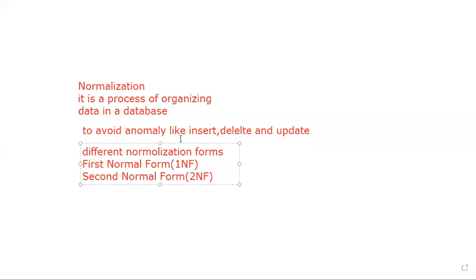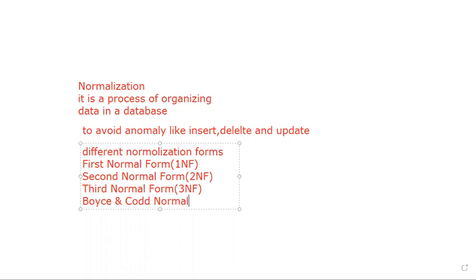First normal form and second normal form. Next one, third normal form. Right, so 3NF is enough. And the last one we can call Boyce-Codd, Boyce and Codd. These are the two scientists who invented Boyce-Codd normal form. You can also call it BCNF. Boyce-Codd normal form. These are the 4 normal forms.